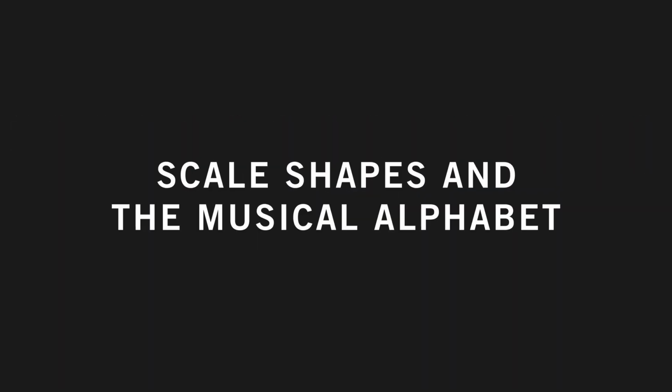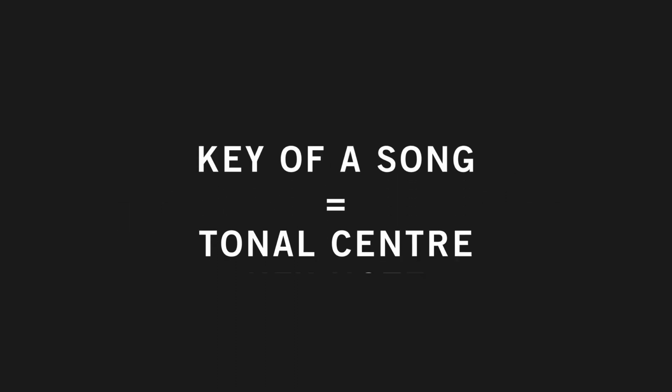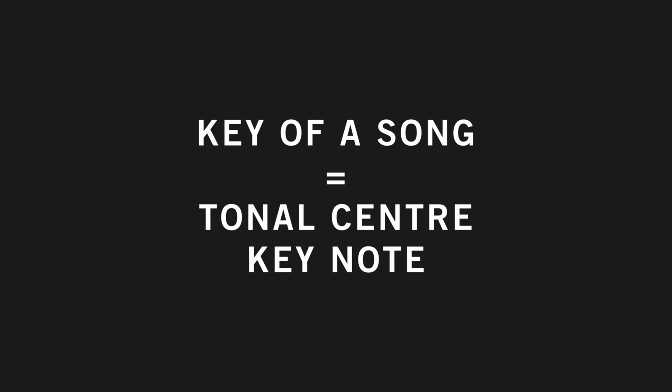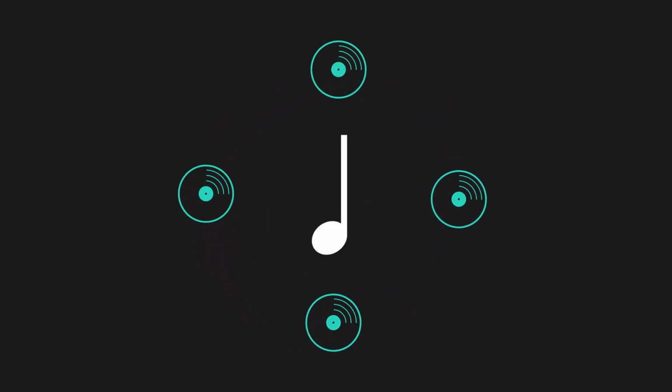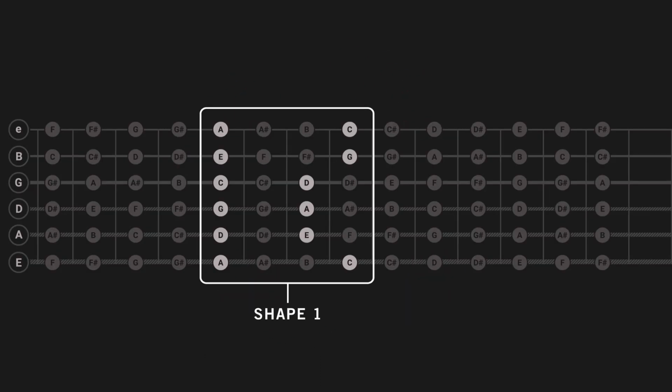Scale shapes and the musical alphabet. The key of a song can be explained as the tonal center or key note of that specific song. It's basically the note that the song revolves around. So far, you've been playing this scale shape in just one key. But what if you want to jam with a song that is in a different key? Here's some good news for you.